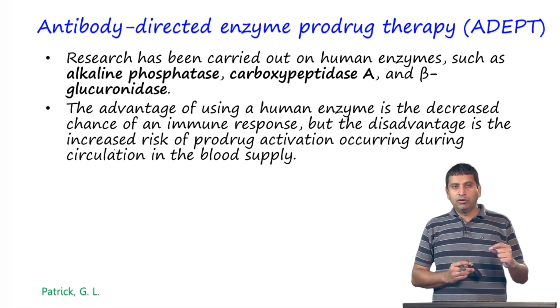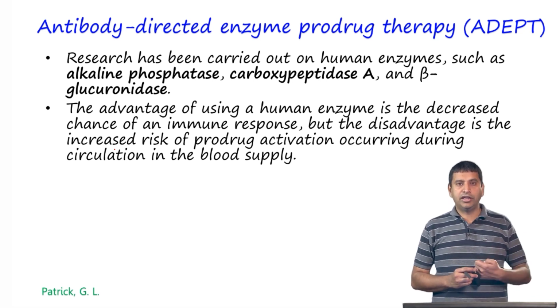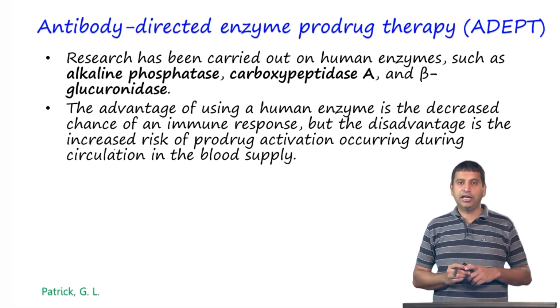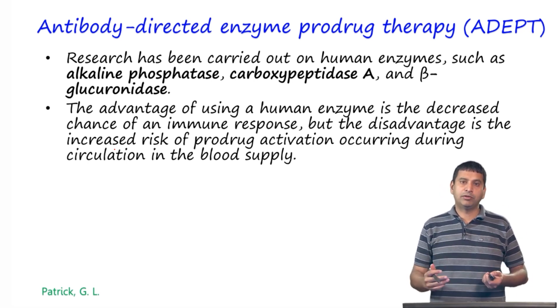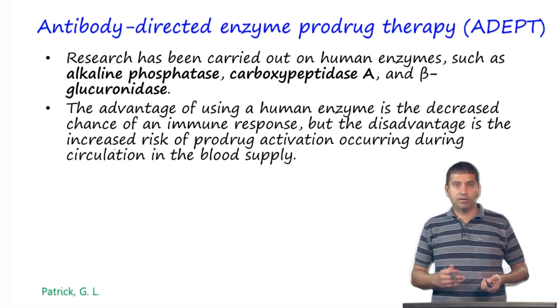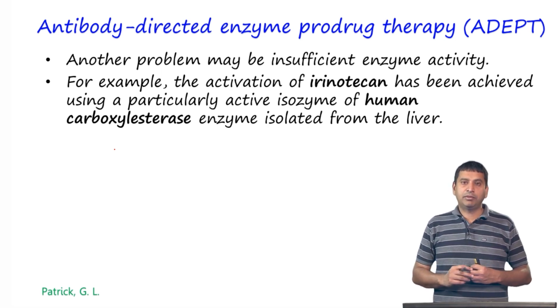But of course, the problem with this approach is that the prodrug activation can also occur in various other areas, because these enzymes are also present in these areas. Especially, for example, if they are present in the blood supply, then the prodrug would be activated in the blood as well. Another problem associated with ADEPT is insufficient enzyme activity.